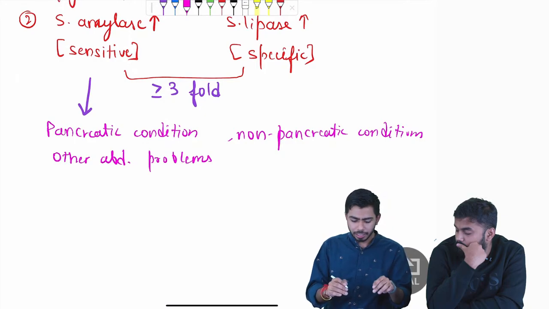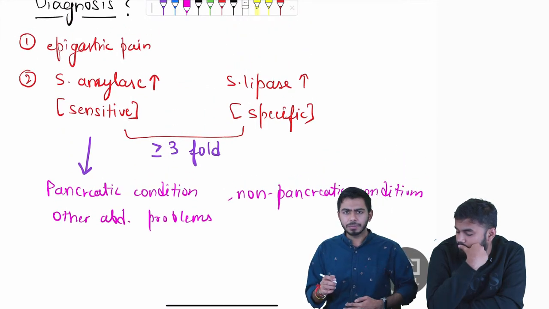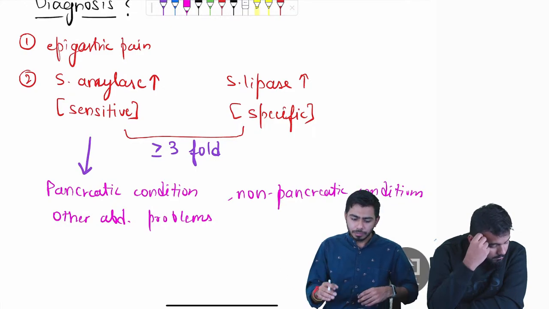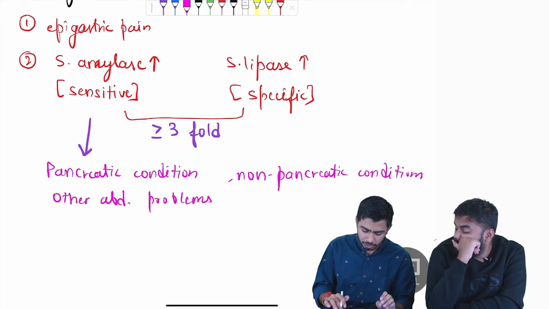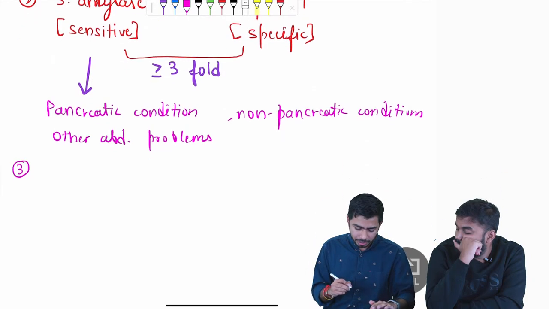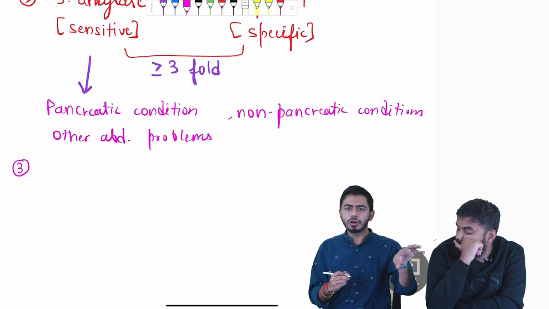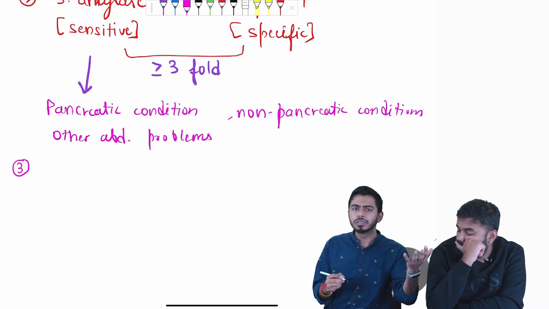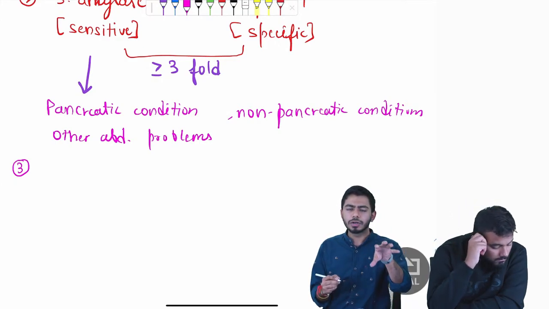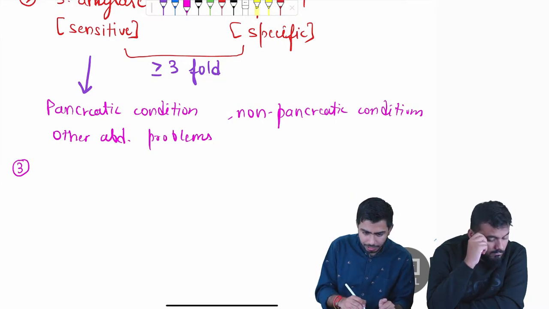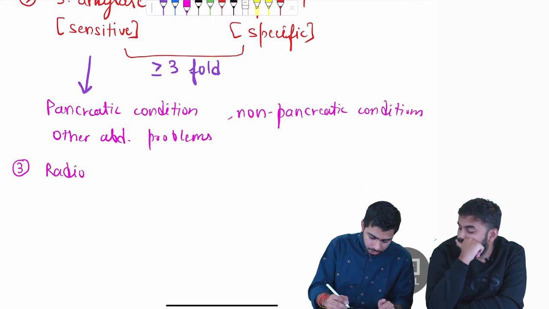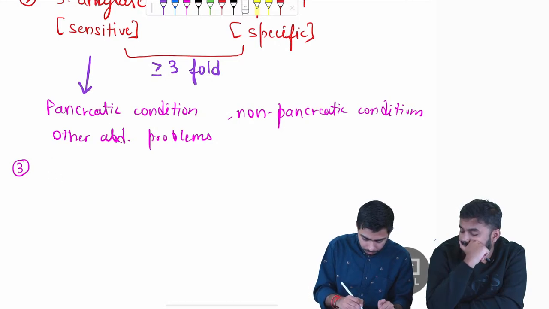If in case I couldn't find one of these, I am seeing that epigastric pain is there, the patient is bending forward to relieve the pain, but amylase and lipase levels are normal in the blood circulation, in that case I'm not sure that this patient is having acute pancreatitis. In that scenario, I can take the help of imaging, I can take the help of radiology, the x-ray or the CT scan, right? If I go for the CT scan, then in this case I will be running the contrast enhanced CT scan.